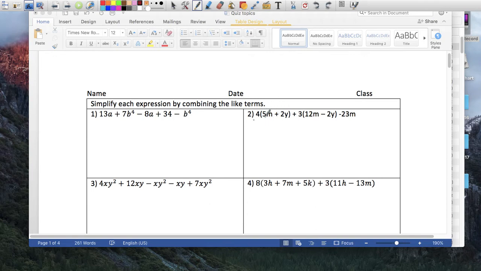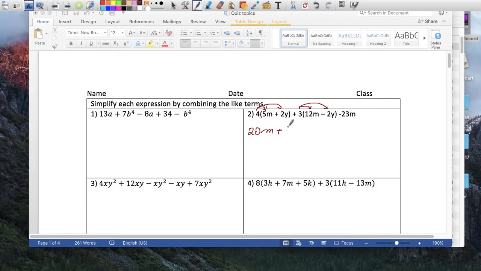So number two, you see the distributive property. You see the parentheses. You see the term outside. You have to do the distributive property to get rid of the parentheses, to then be able to combine like terms. So let's do this. The 3 will be with this, and the 3 will be with the 2y. The 3 does not get multiplied by 23 because 23 is not in the parentheses. Okay, so I'll start with 20m.